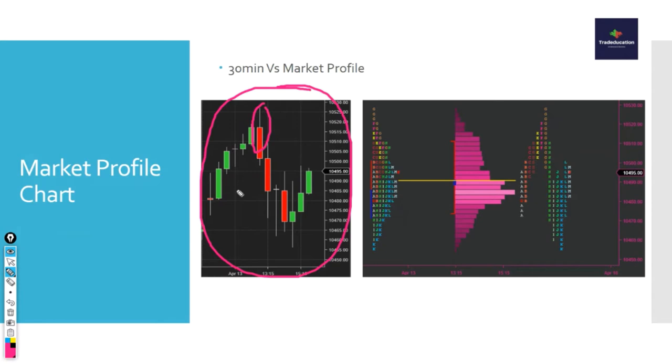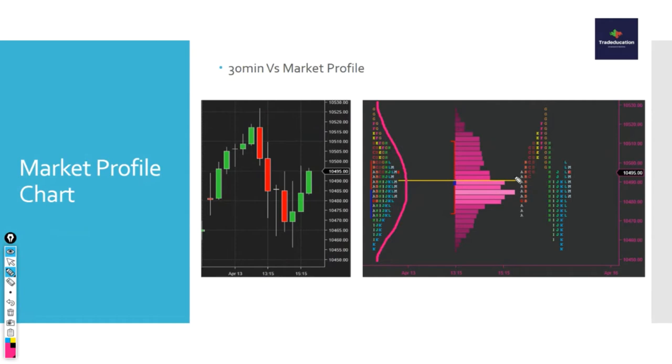Now this is a wick. There are some sellers present here. Now there is this green candle. There is a wick, so buyers are coming in. So this is what you understand from the candlestick chart. But from the market profile chart, what it is giving you is a visualization. So this is the composite profile and this is the split profile.